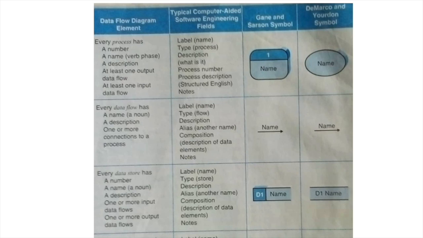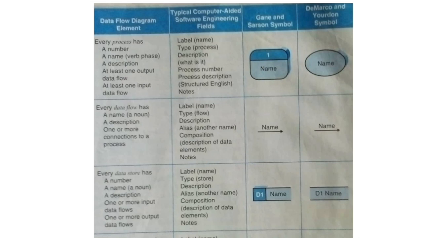Then we have the data flow, which is represented by an arrow. Every data flow has a name, which is usually a noun, a description that explains the type of data or the nature of data that goes in, and one or more connections to a process.